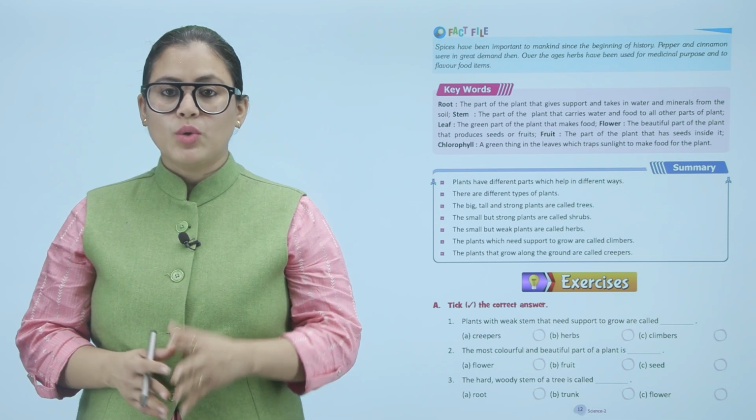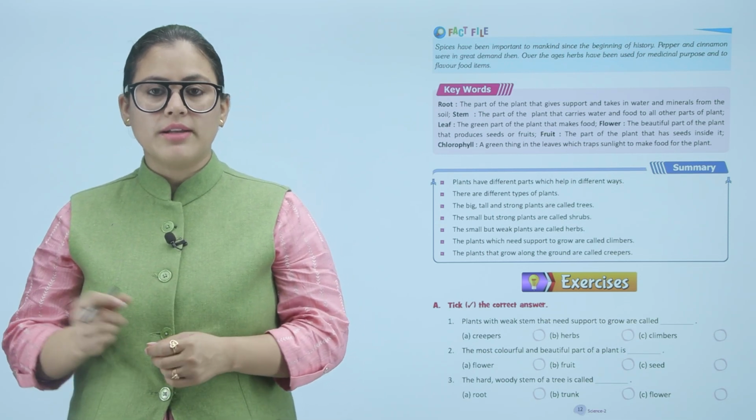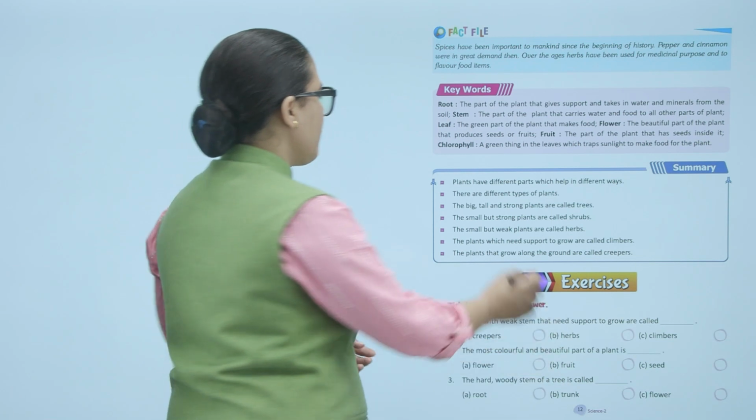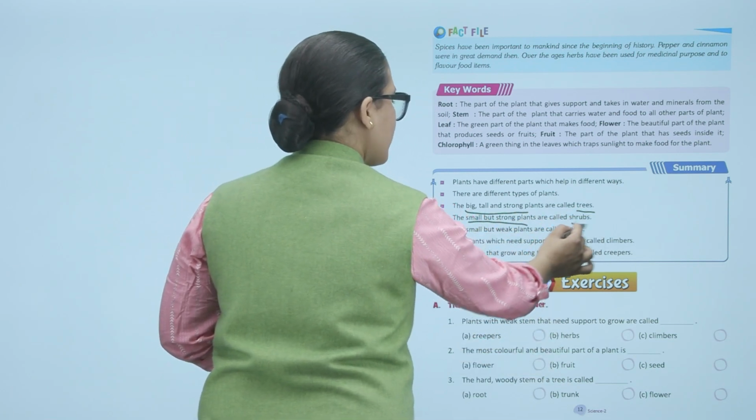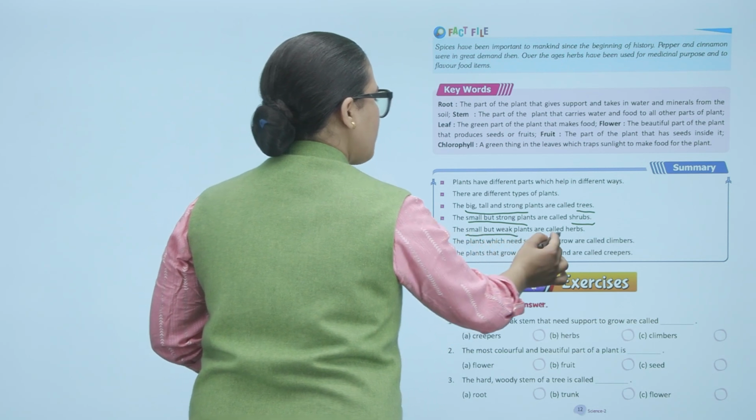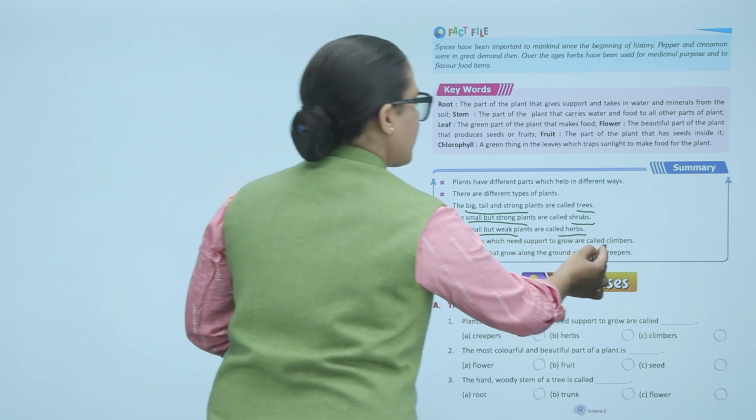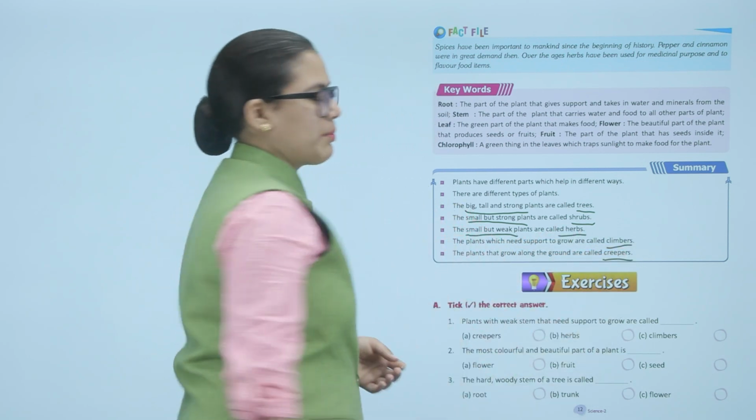So plants have been differentiated into different categories. For example, big, tall, strong plants are called trees, and small but strong plants are shrubs, and small but weak plants are called herbs, and climbers and creepers.